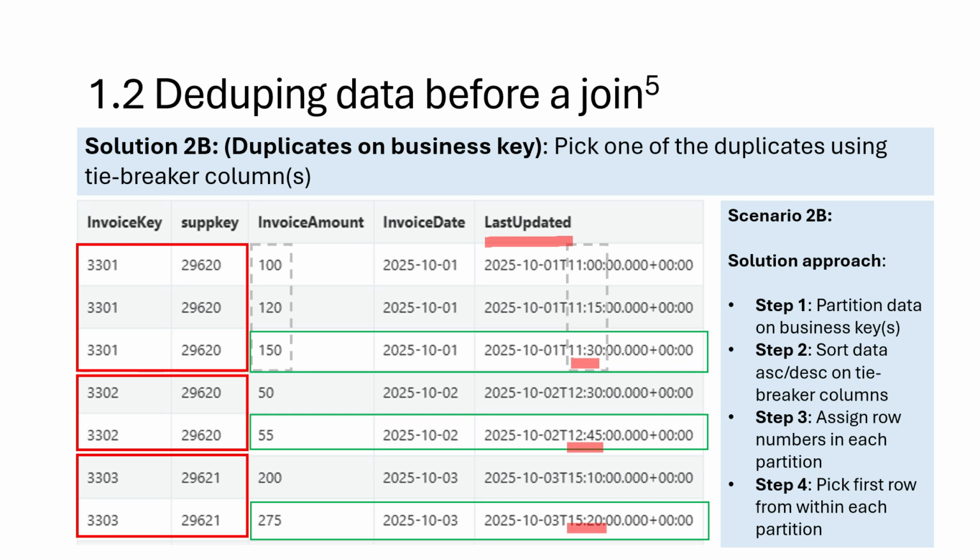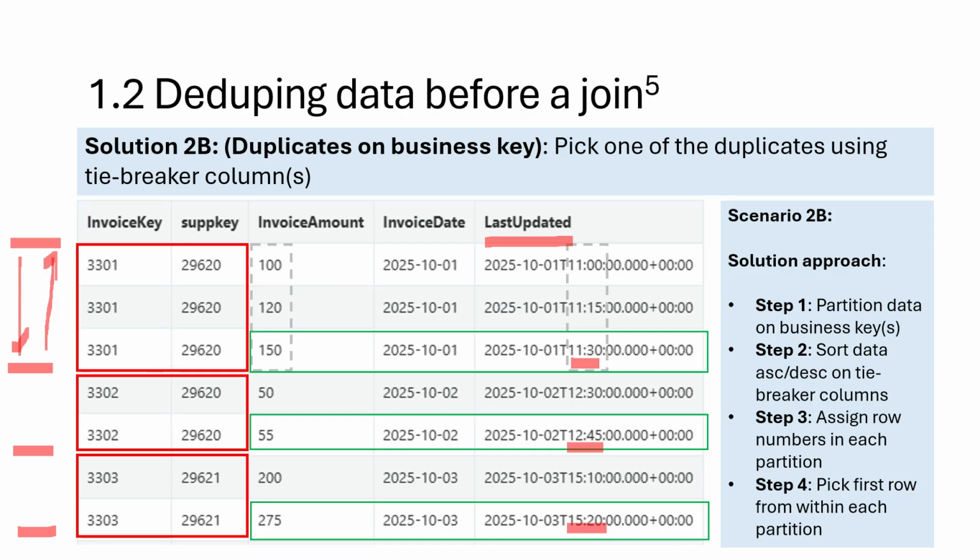In terms of implementing this solution, there are 4 steps. Step 1 is to partition the data frame based on the business key. Here we have 3 distinct business keys, so in terms of logical partitions, there would be 3 logical partitions here. Then step 2 is to sort the data within each logical partition, either in the ascending order or descending order, depending upon the business requirements.